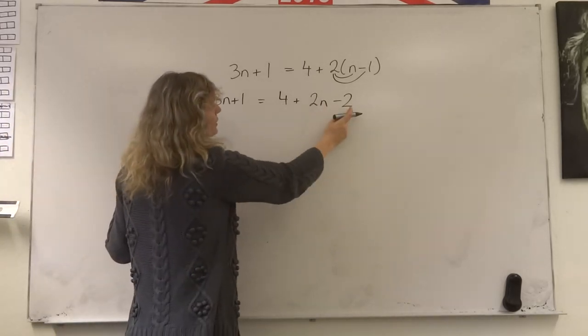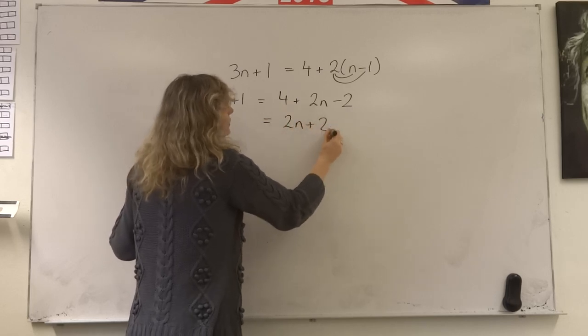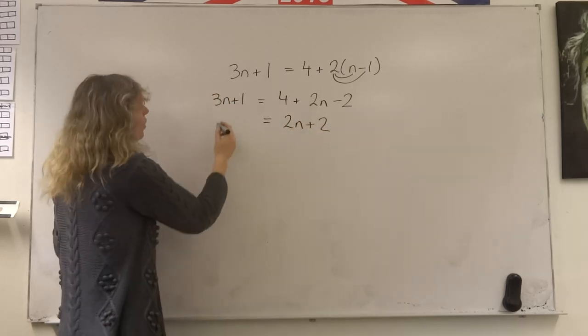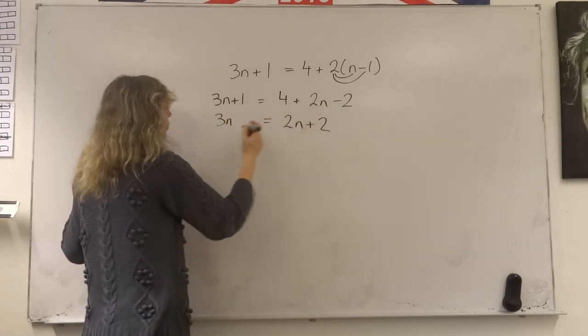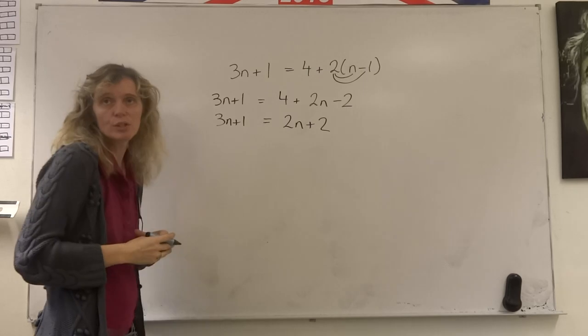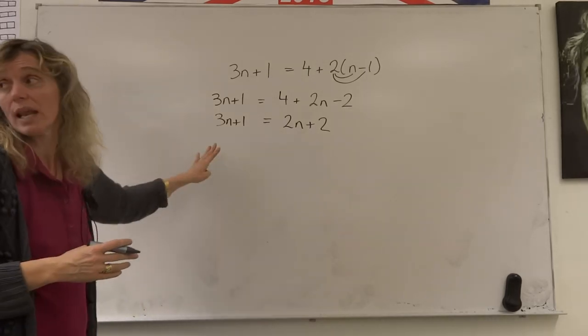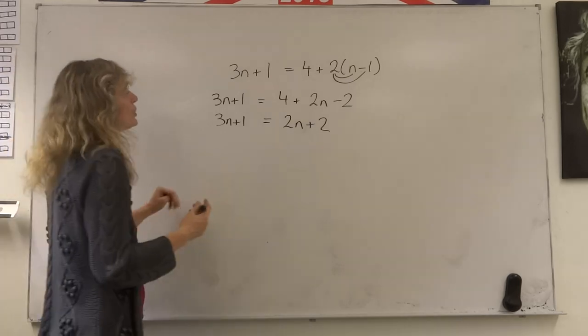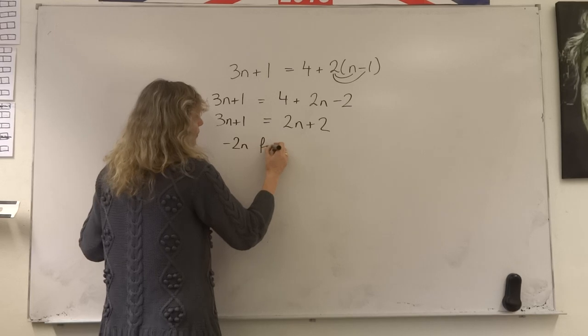Here we have 4 minus 2. That's going to be the same as 2n plus 2. 4 minus 2, so we're only getting rid of the 4 and minus 2 and turning it into one term. 3n plus 1 equals 2n plus 2. Now I would like to get all my n's on the left-hand side. So the way to do that would be to subtract 2n from both sides.